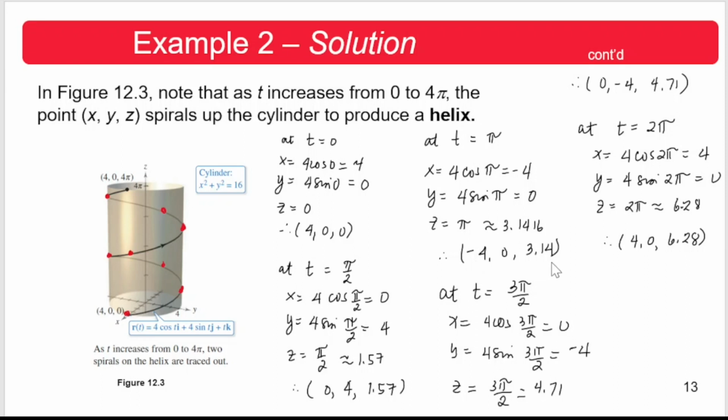4, 0, 3.14. At t equal to 3 pi over 2, your x is 4 cosine of 3 pi over 2, but cosine of 3 pi over 2 is 0 times 4, so x is 0.